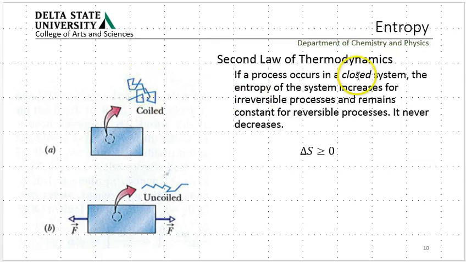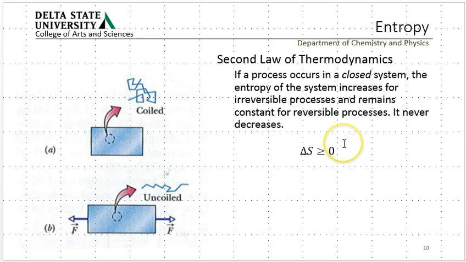If a process occurs in a closed system, the entropy of the system increases for irreversible processes and remains constant for reversible processes. It never decreases. All right, entropy increases in a closed system for irreversible processes, remains constant for reversible processes. The way we sum this up is delta S is always greater than or equal to 0.